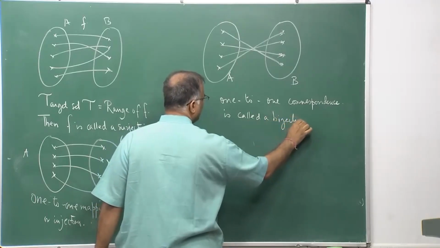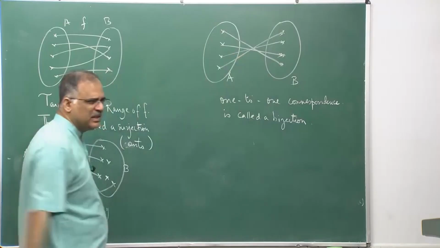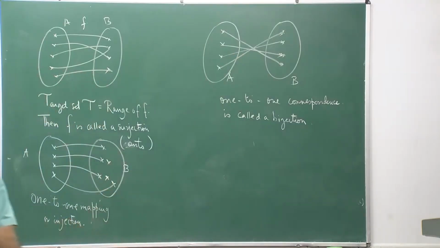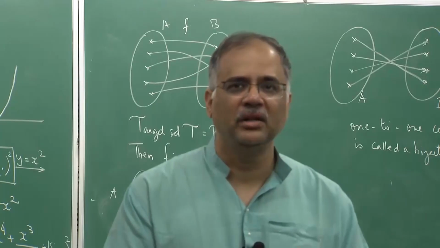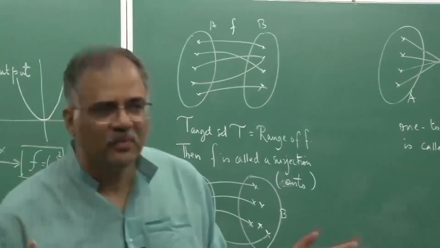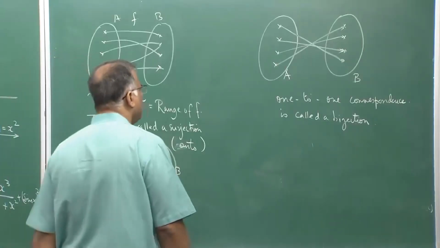And there is a very important criterion when you are looking at finite sets; this is immediately apparent. A function f is a bijection if and only if these two sets A and B have the same cardinality, they must have the same number of elements. This is something very important.